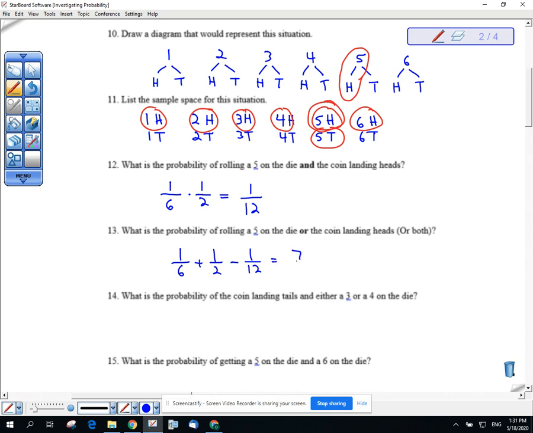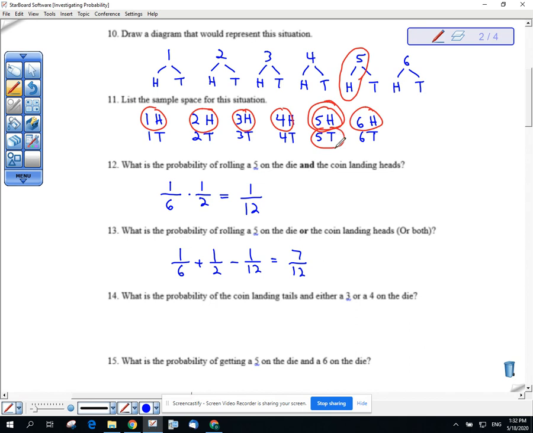That's 7/12. You can check my math on that if you like. 7/12 is the simplified fraction. There's a 7/12 chance of that occurring. And again, look back at the things that I circled. 1, 2, 3, 4, 5, 6, 7 out of 12.